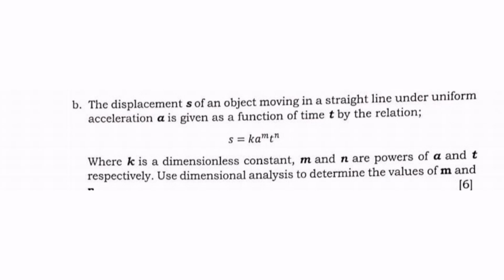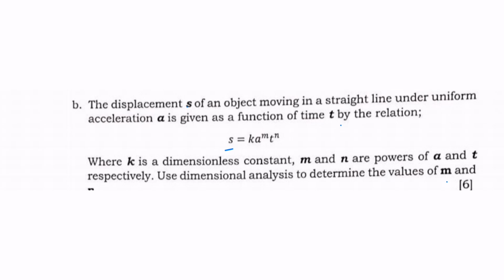The displacement s of an object moving in a straight line under uniform acceleration is given as a function of time t by the relation s is equal to k a^m t^n, so k a to the power m, t to the power n, where k is a dimensionless constant. m and n are powers of a and t respectively. Use dimension analysis to determine the values of m and n.